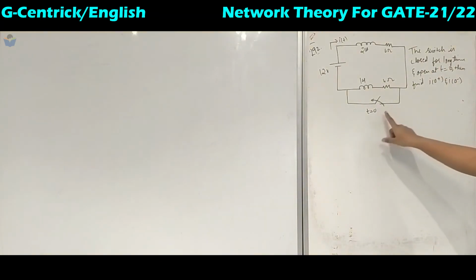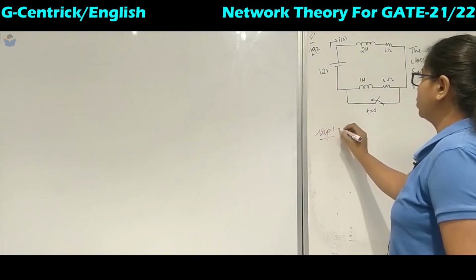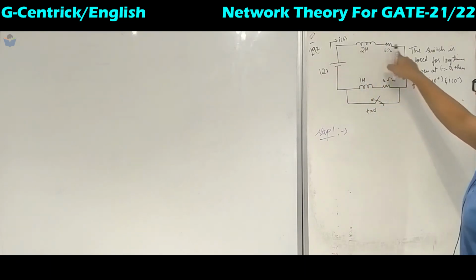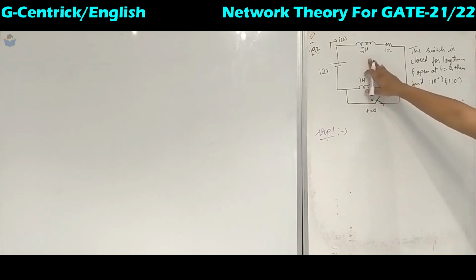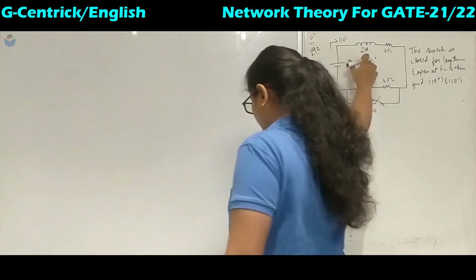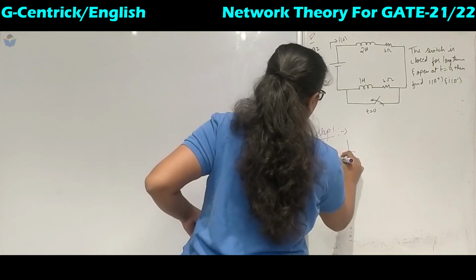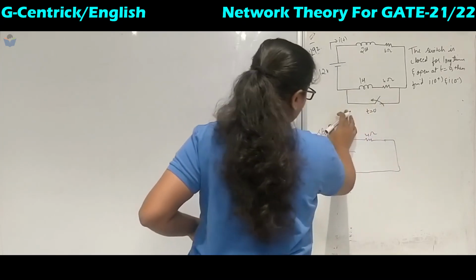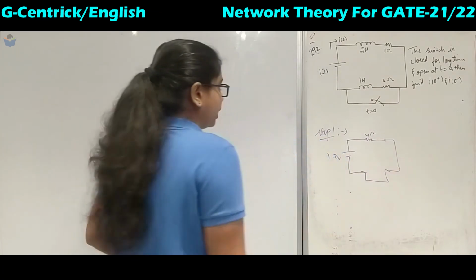Now it says the switch is closed. When it is closed, it will become a short circuit path. So this is our step 1. When it is short circuit, all the current will flow through this branch. So this circuit is not valid. Also this 2 Henry, if it is with the source, it will be short circuit. So this is 12 volt, this is short circuit, this is 4 ohms, and this branch has no value. We can draw it like this so that we can understand that this branch has no value.